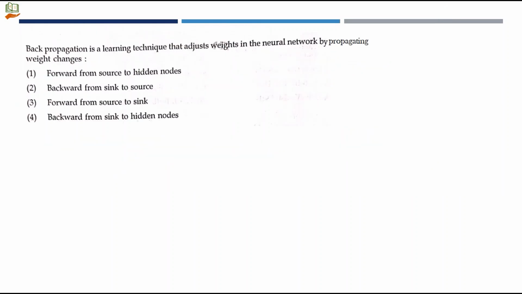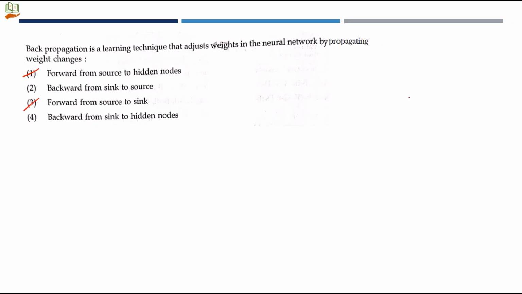Next question. Backpropagation is a learning technique that adjusts weight in the neural network by propagating weight changes. Propagating in the sense where it is sending, they are asking. So when it is backpropagation, there is no use of forward movement. So both the forward movements will be taken out.